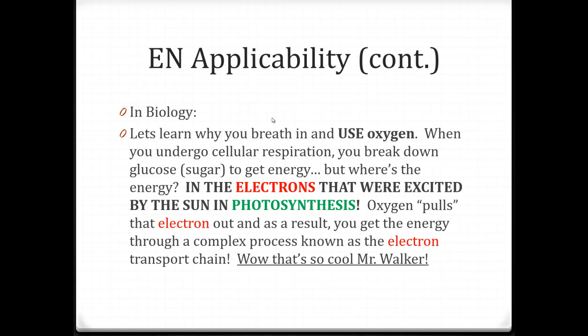So what happens is when we breathe in oxygen and we have that sugar, we can pull that electron away and actually steal the energy that the sun put in. And because oxygen is very electronegative, it pulls that electron. We call it the electron transport chain. So if you're taking AP Bio or plan on taking it, you'll learn all about that.